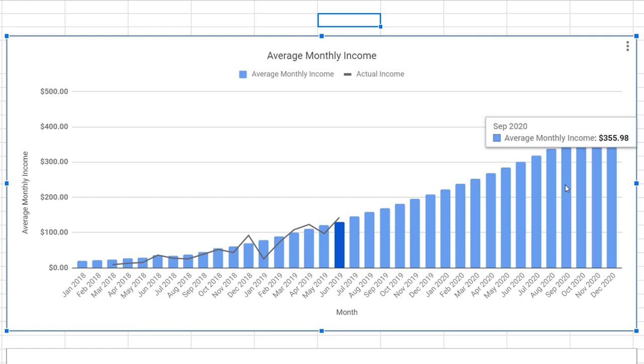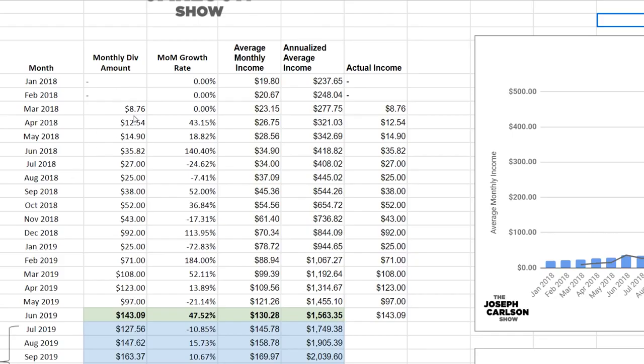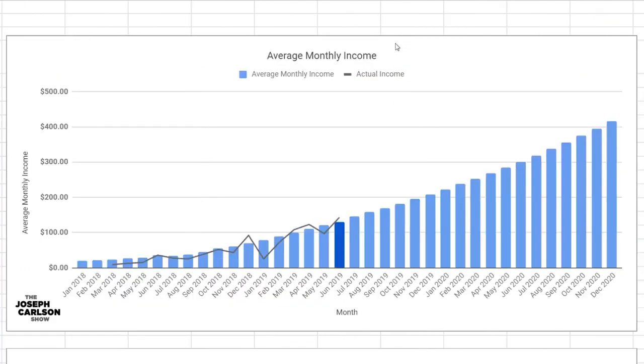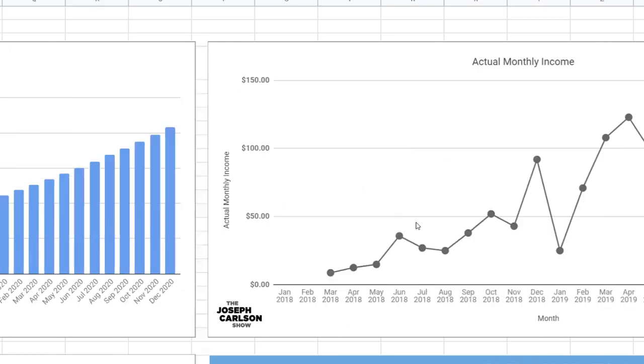Now, what will happen is as you get more data points, right over here, I have all the historical data points, like a year and a half. The more data points you have, the more accurate this should be. Because this right here is pretty volatile, month to month, but the data averaged out over a longer period of time gives this formula a better idea of how much money you're making.